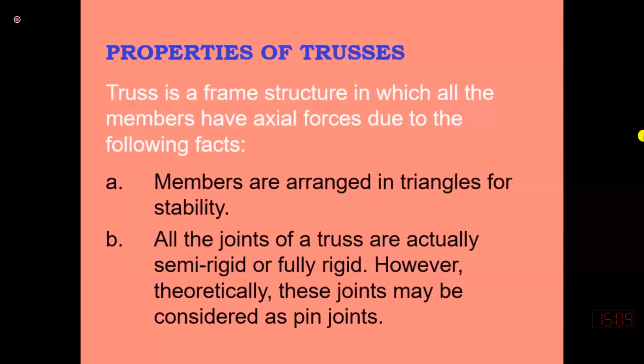So first of all, we must know what a truss is and what its properties are. A truss is a frame structure in which all members have axial forces due to the following facts. You might have an idea of the definition of the truss from your knowledge of mechanics of materials and structural analysis. If I want to define the truss, the definition might be different. Actually, there is no need to memorize the definition.